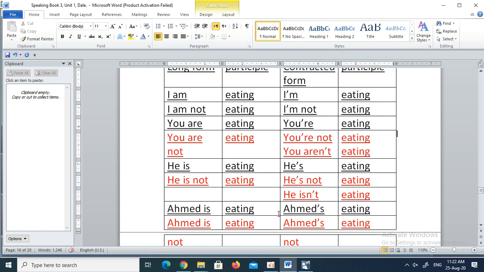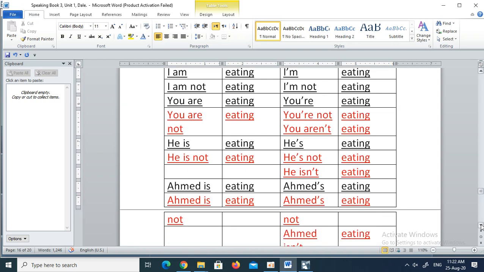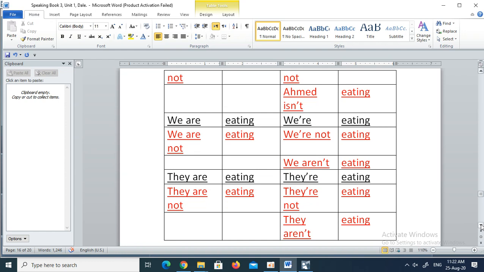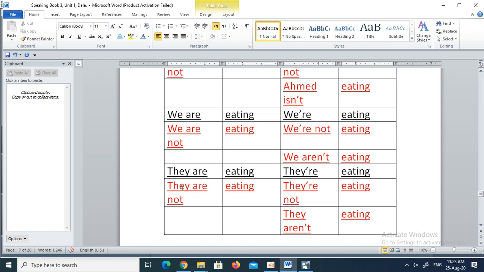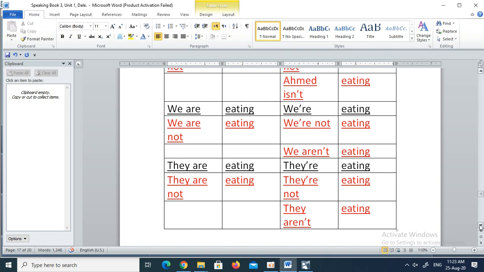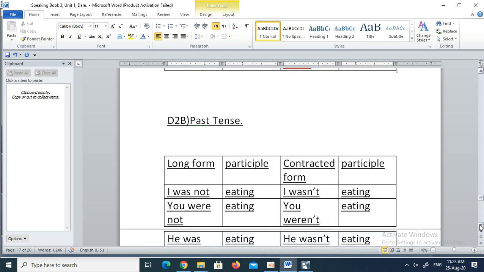But for you, for he, for Ahmed, for we, and for they, you can contract the negative form two different ways. You can either say they're not eating or they aren't eating. Either way is correct.